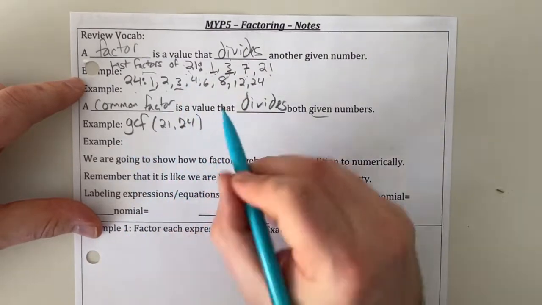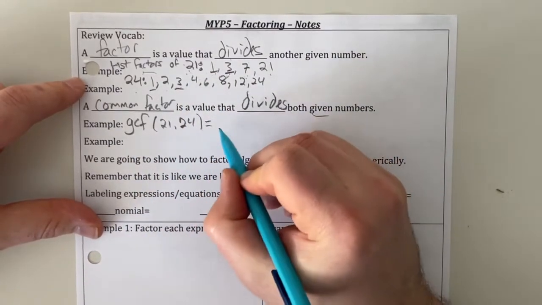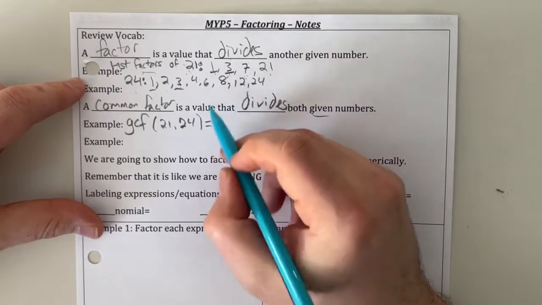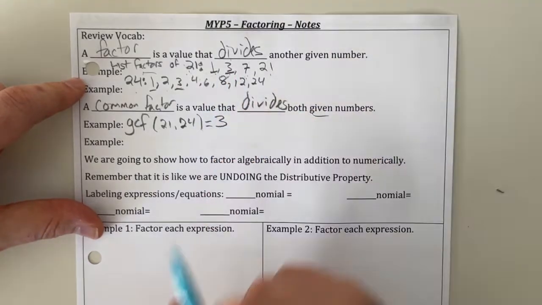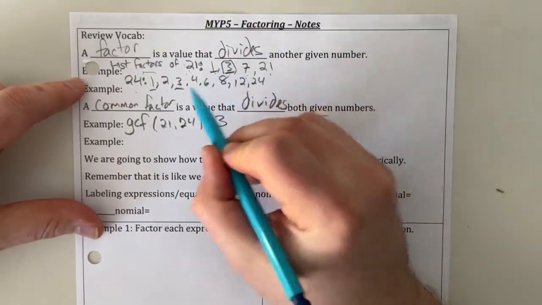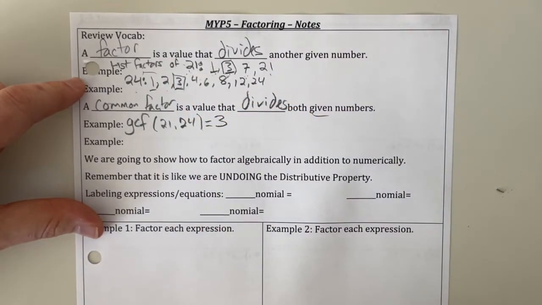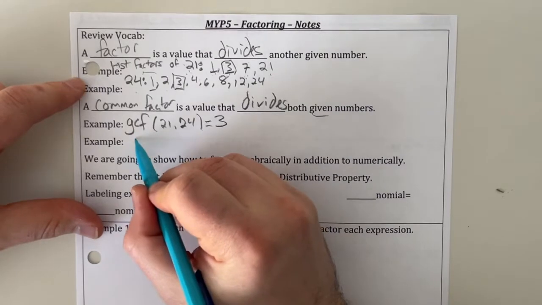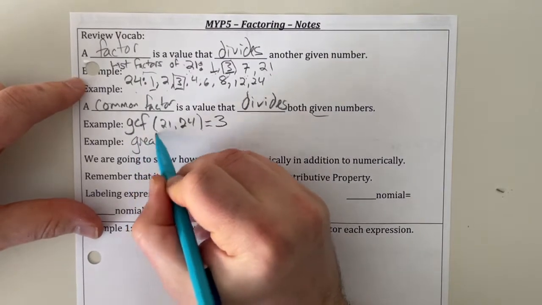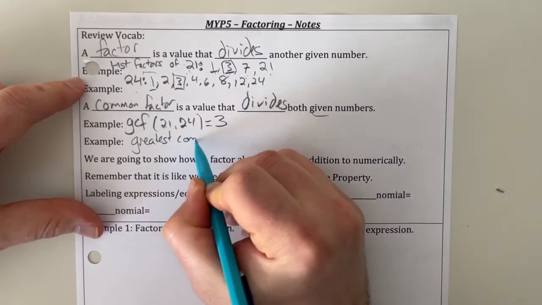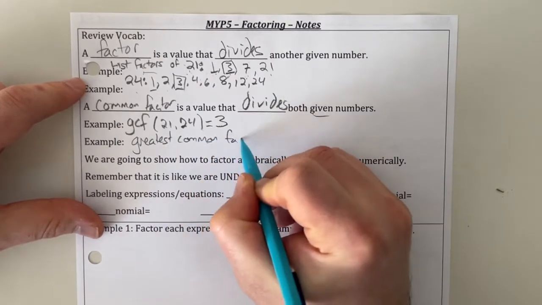However, I'm looking for the greatest common factor, so that has to be one number that is the largest of those factors, which is going to be 3. So I would say 3 is the largest of those common factors. Again, make sure you're saying greatest common factor, that GCF.